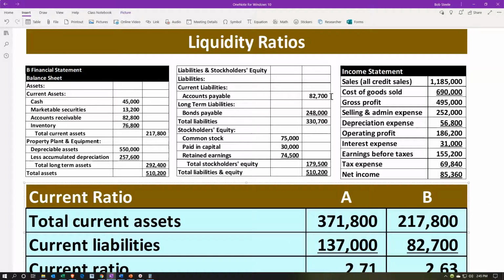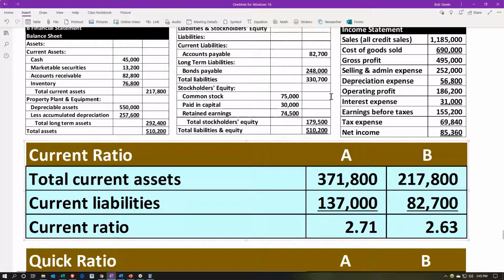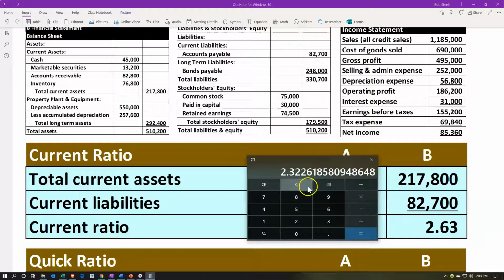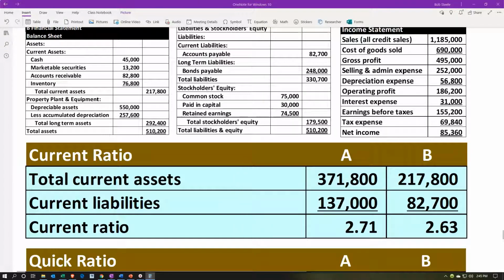We want to make sure that we can pay those off within that time period. The current assets represent assets that are going to be more liquid, things that we're going to consume shortly, or that are more convertible to cash, or closer to cash in nature. So then we're going to be taking our 217,800 divided by the 82,700, and we're going to get that 2.63 about. So that means that we can pay off our current liabilities 2.63 times over with the current assets.